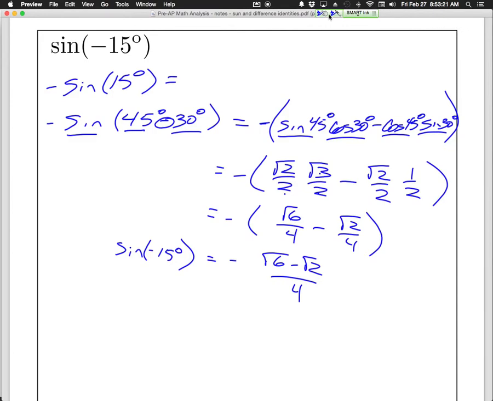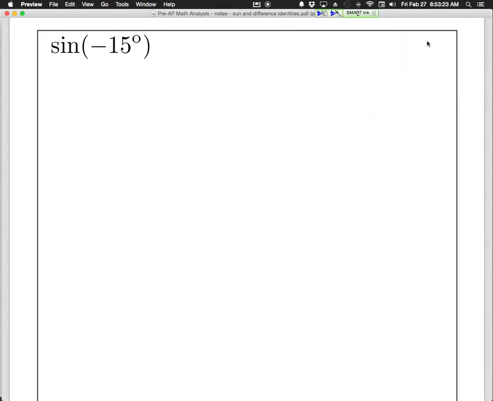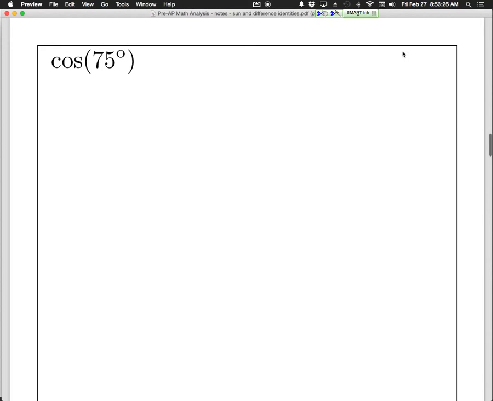All right, let's try another one. Cosine of 75. We want to find the exact value of cosine of 75.